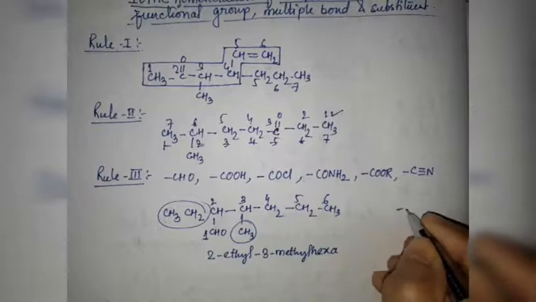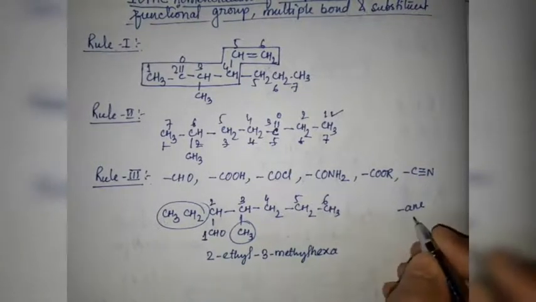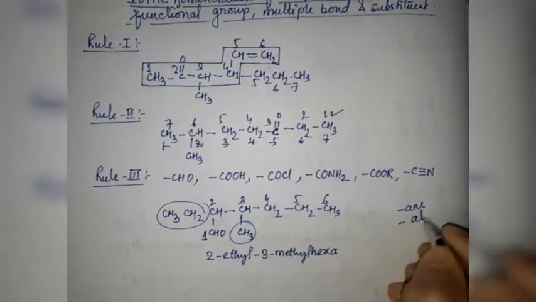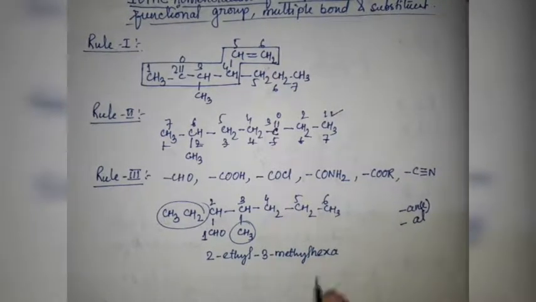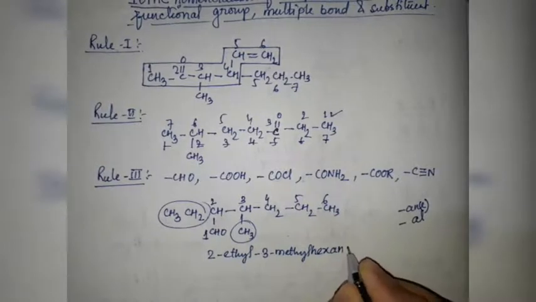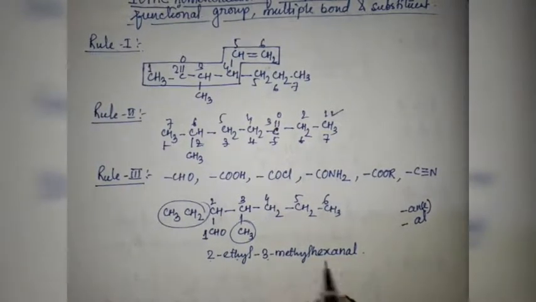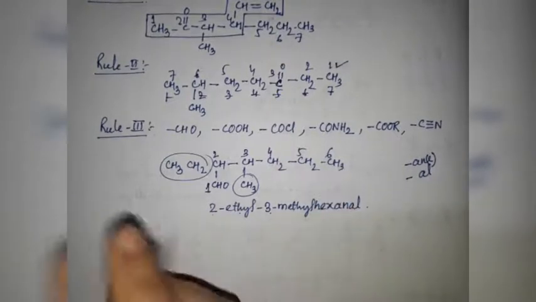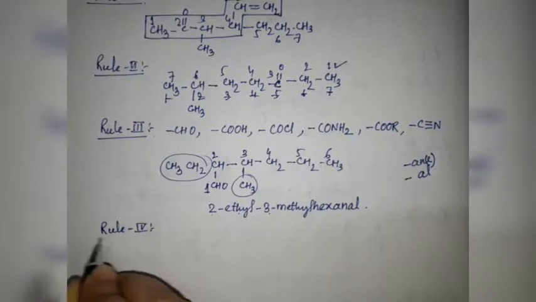So N for saturated carbon atom, hydrocarbon, and L for aldehyde. It is starting with a vowel, so this terminal E will be omitted, and N L. So 2-ethyl-3-methylhexanal. This one will be the proper IUPAC name for this compound. Next is rule 4.